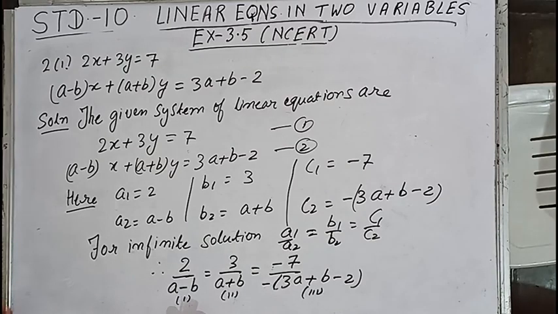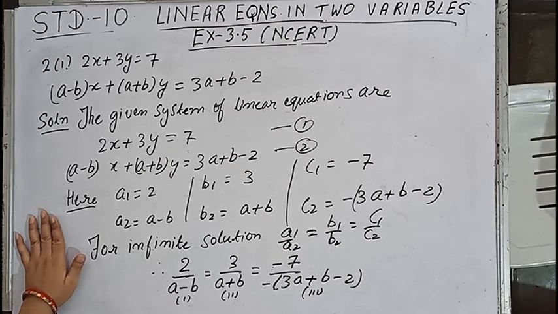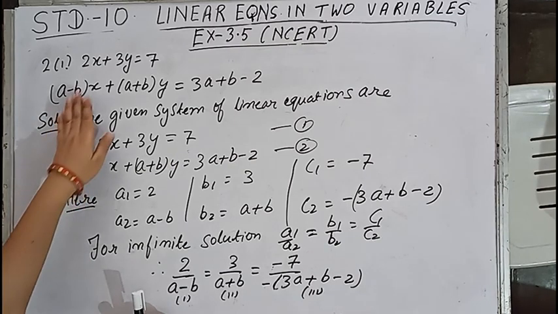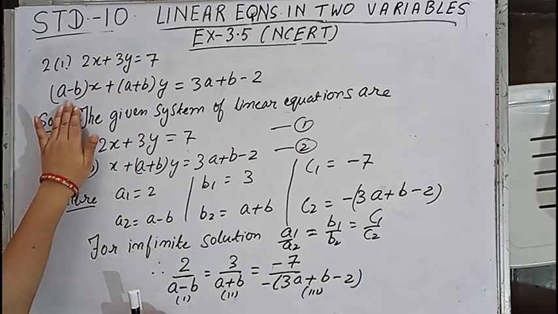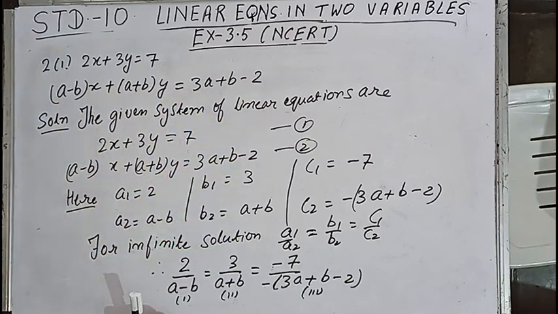Hello students, let us come to question number 2, subpart number 1 of exercise 3.5. It says: for which values of a and b does the following pair of linear equations have an infinite number of solutions? The system of linear equations is given as 2x + 3y = 7 and (a - b)x + (a + b)y = 3a + b - 2. So let us start the solution.